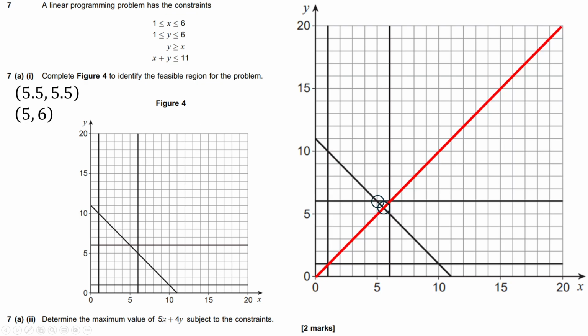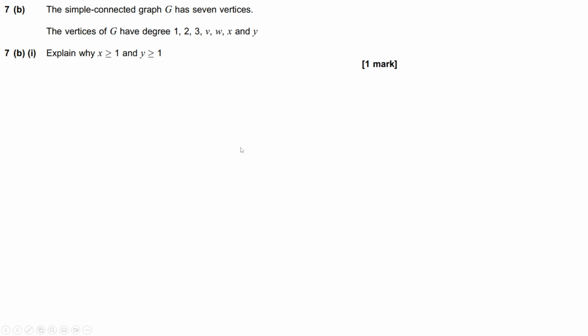Plug in 5.5, 5.5 into this, plug in 5, 6 into this, see what gives you the greatest value. If you plug in 5.5, 5.5, you get 49.5. If you plug in this, you get 49. This is the greater one, so we want that one, and that's our answer.